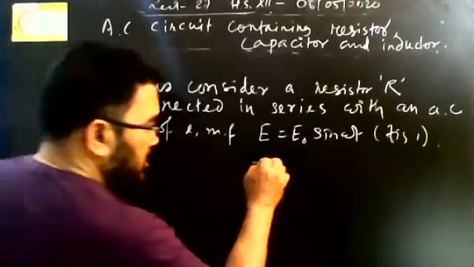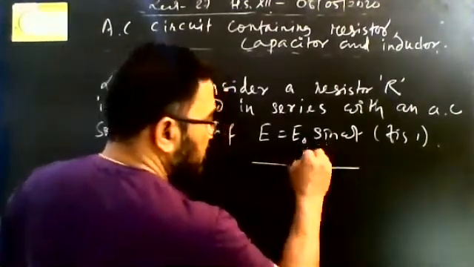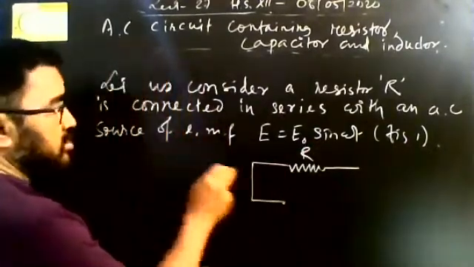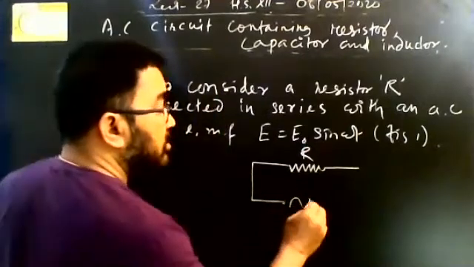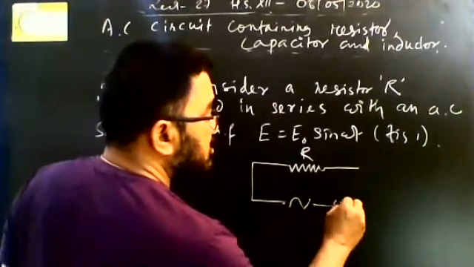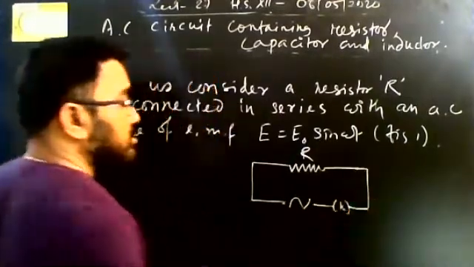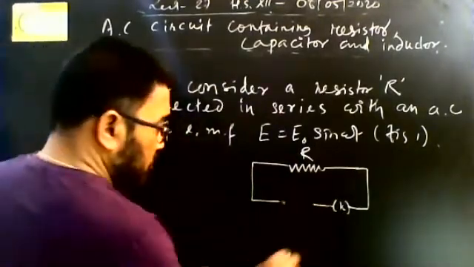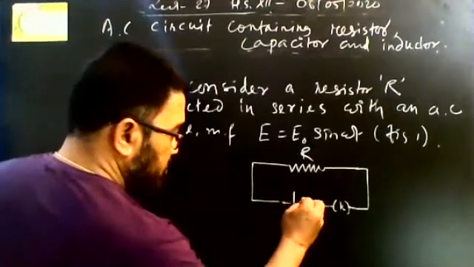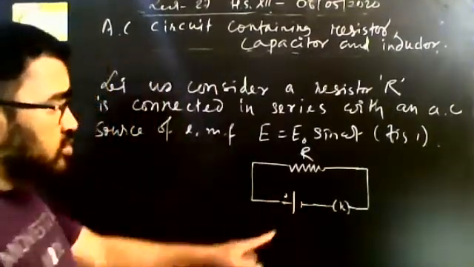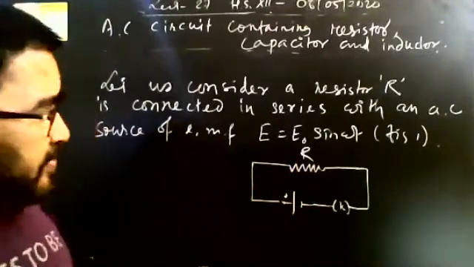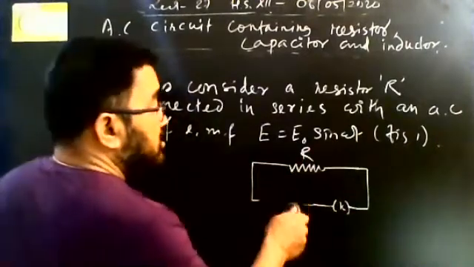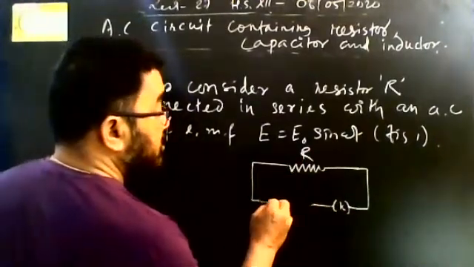So let us connect a resistor R in series with an AC source. Mind it, it is not DC source, it is AC source. So we are writing like this. This is the AC source, and this is not DC source. If it is DC source, we'll write like this. DC source means it will flow current continuously in the same direction. But we are not connecting DC, we are connecting AC.